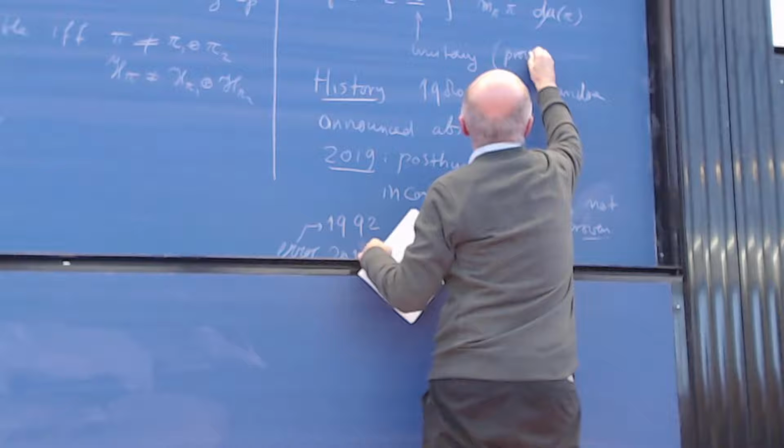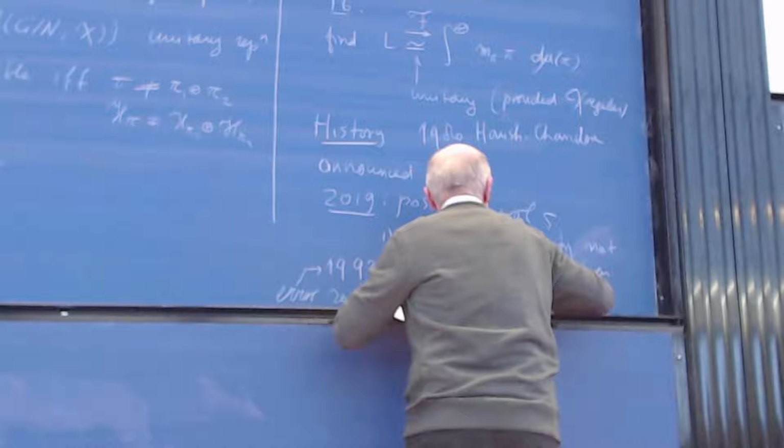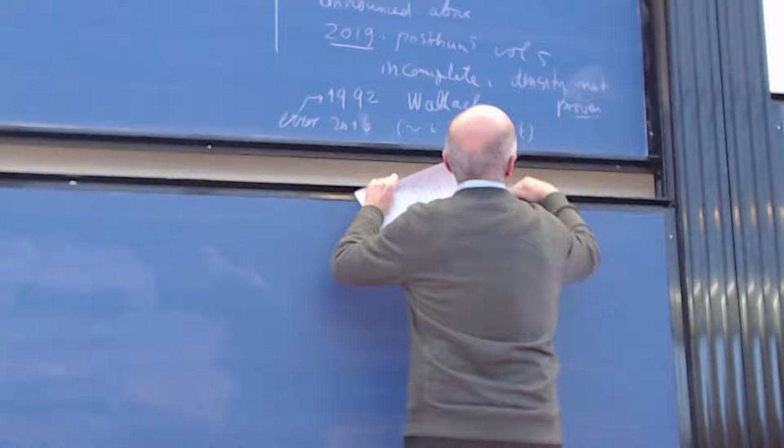One needs to require, so provided, the character is regular. And this basically means that this kernel is as small as possible. And that condition means here that R is different from zero.